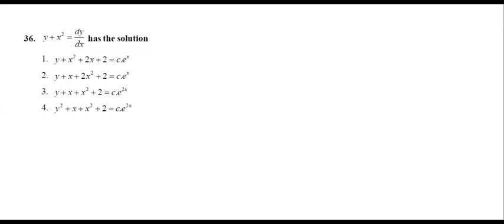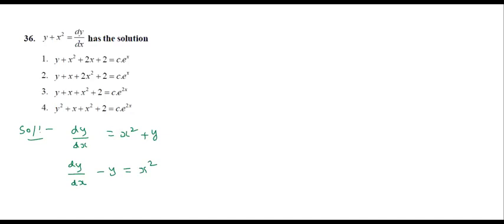In the previous class, we completed linear differential equations up to the 35th question. Now I am going to start the 36th one. How to solve this? It is in the form dy by dx is equal to x square plus y. Send y to the left hand side, students: dy by dx minus y is equal to x square.